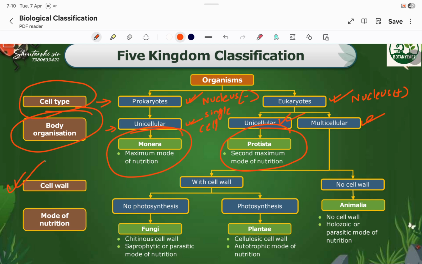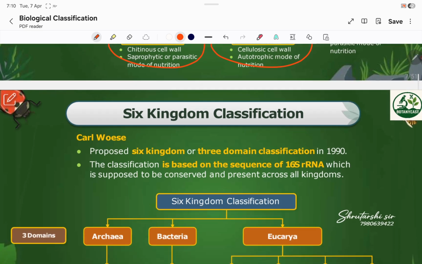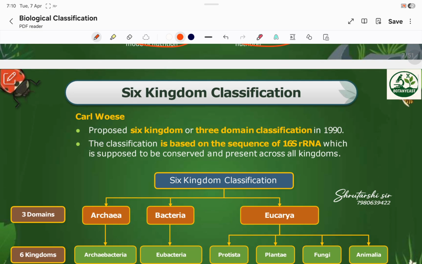Then comes the cell wall. Okay. See, in the multicellular organisms with cell wall are the kingdoms Fungi and Plantae. But fungi do not do photosynthesis, but Plantae do photosynthesis. Whereas Animalia has no cell wall. Okay. So like that it continued.